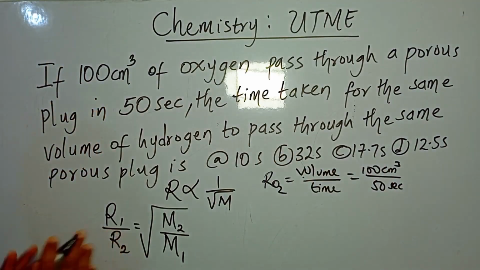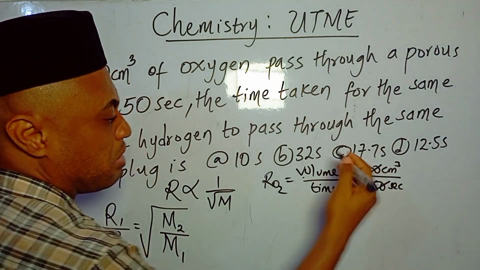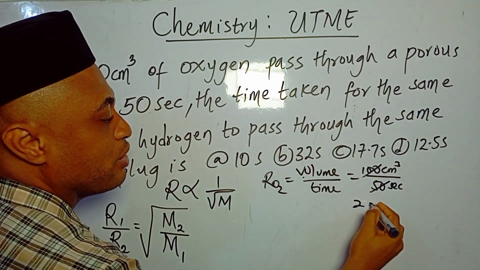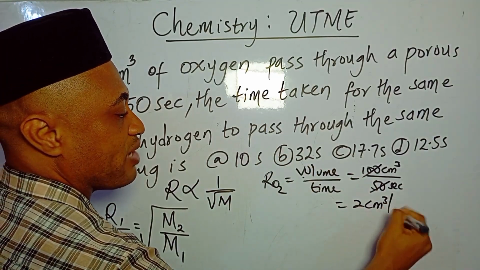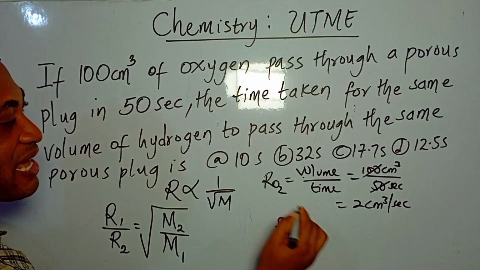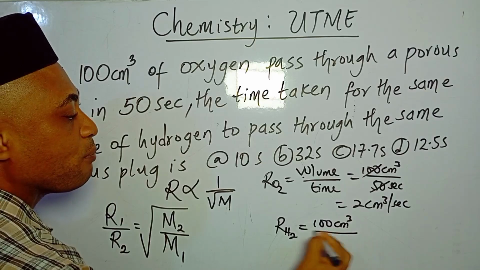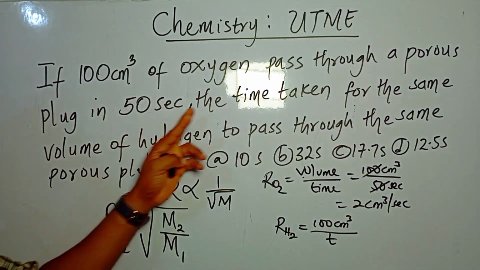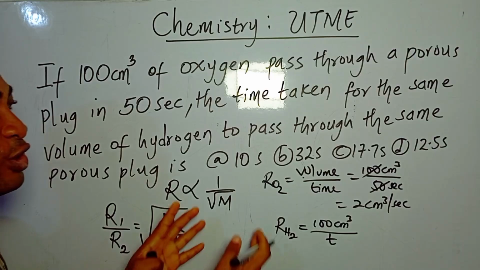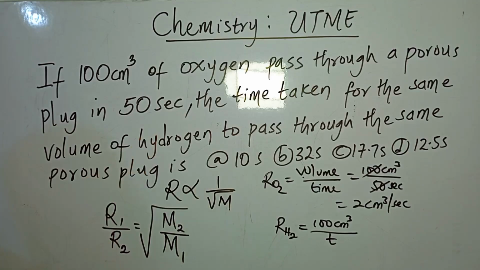Isn't that true? Okay, so let's leave it that way. You can decide to break it down as 2 cm cubed per second. Now for the rate of my hydrogen gas, they said we should take the same volume. That is 100 cm cubed. But we do not know the time. That is what we're looking for. So we're going to use all of this information and insert it into this, and you can see how easy that is.